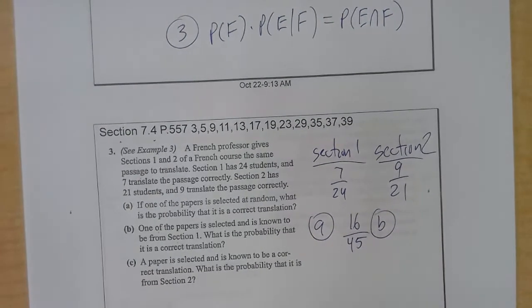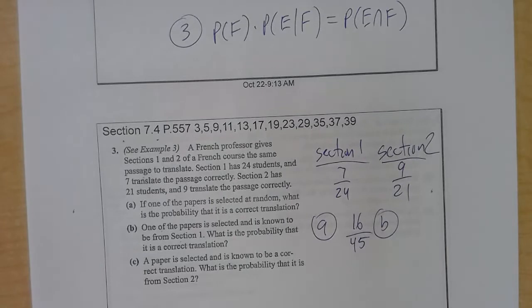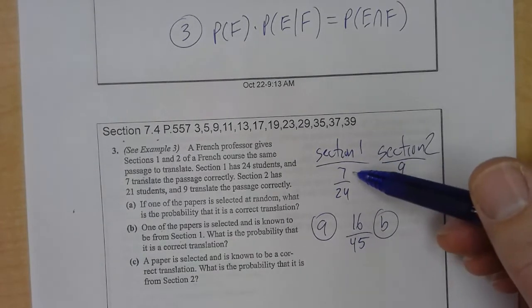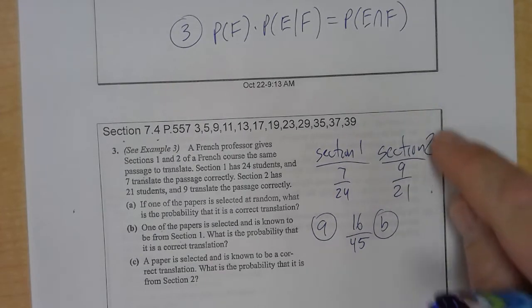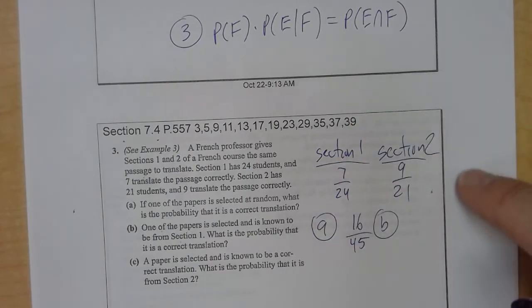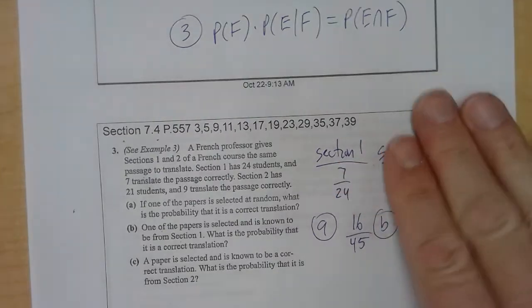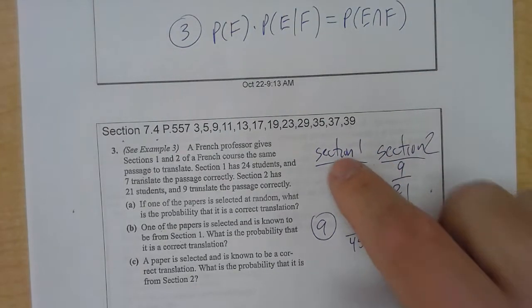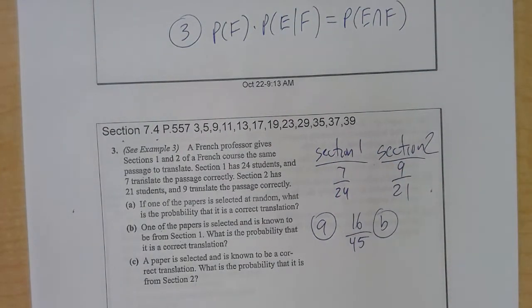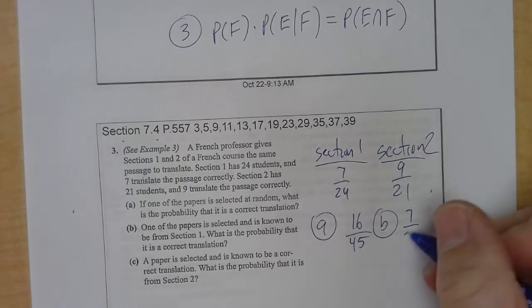B. One of the papers is selected and is known to be from section 1. What's the probability that it's a correct translation? Well, I already wrote that down. So it's not all the papers. What's the probability given section 1? So we exclude those. It's given section 1, so this is the conditional probability. That's 7 out of 24.